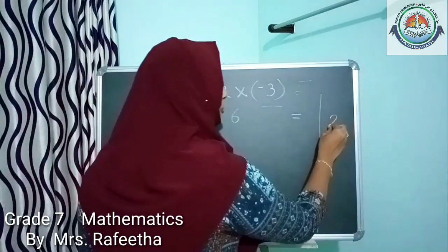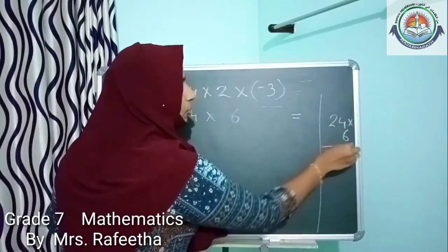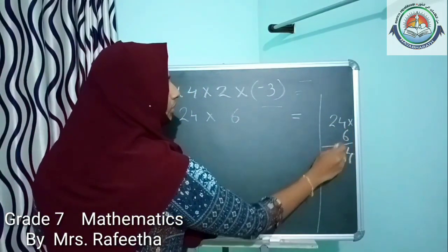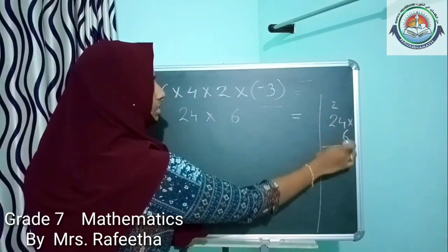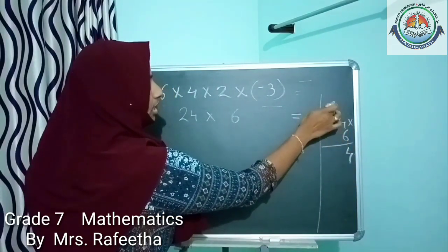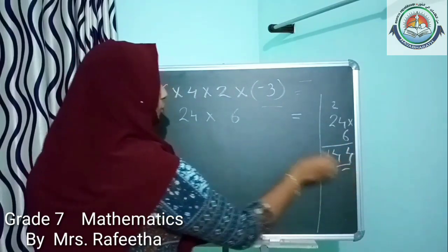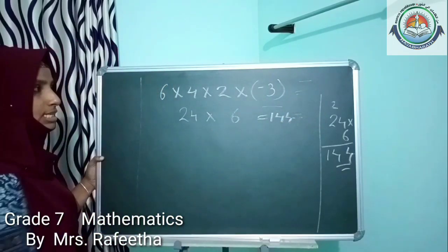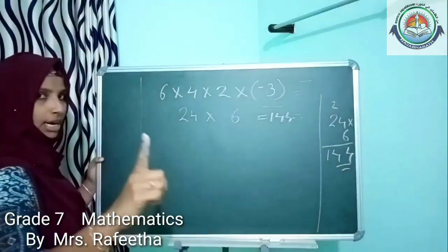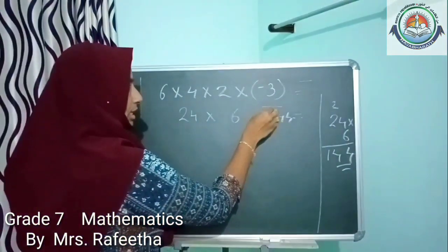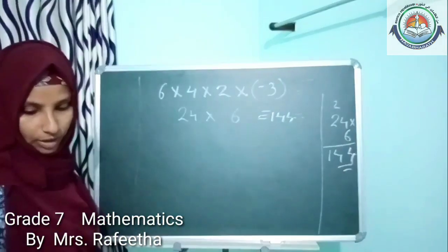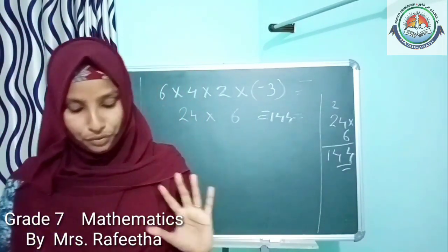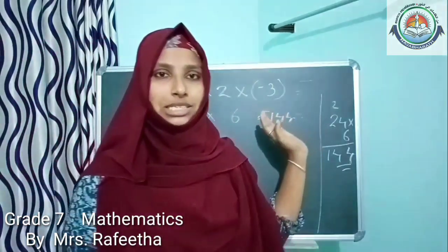So here, 24 multiplied by 6. 4 6s are 24, 2 carrying here, 6 2s are 12, 13, 14. So the answer will be 144. Since this is a negative integer, we can put the negative sign here. Okay, got it. Then next, at exercise 1.1 itself, the fifth question, a similar question.